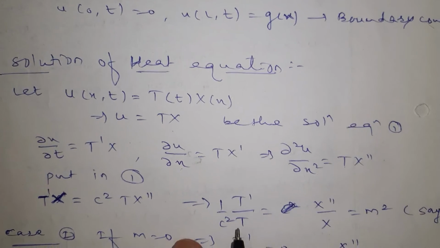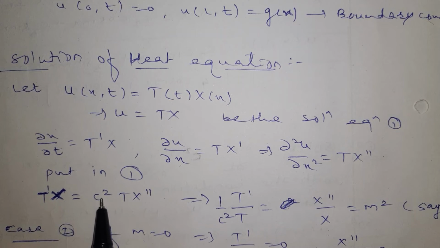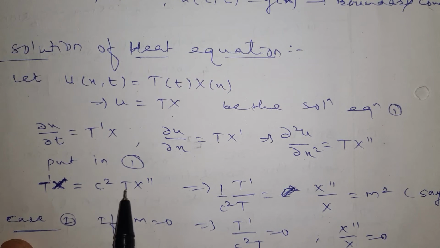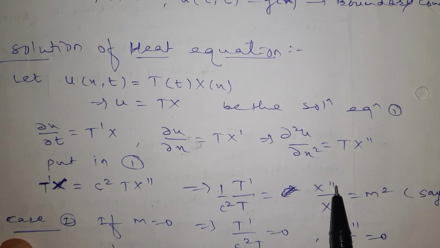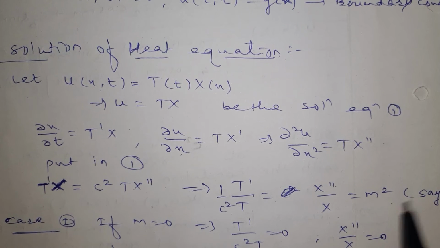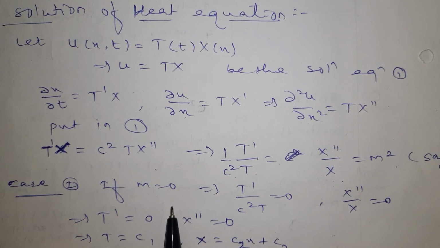Now separate it. Understand this concept here, because from the next lectures we are going to write down the solution directly. So here I transfer c² and T to the LHS and X to the RHS. So here I get (1/c²) T'/T = X''/X, and I call this ratio m². Now my m² may be positive, my m² may be negative, and my m² may be 0. Suppose I take the first case, if m = 0, meaning m² = 0.